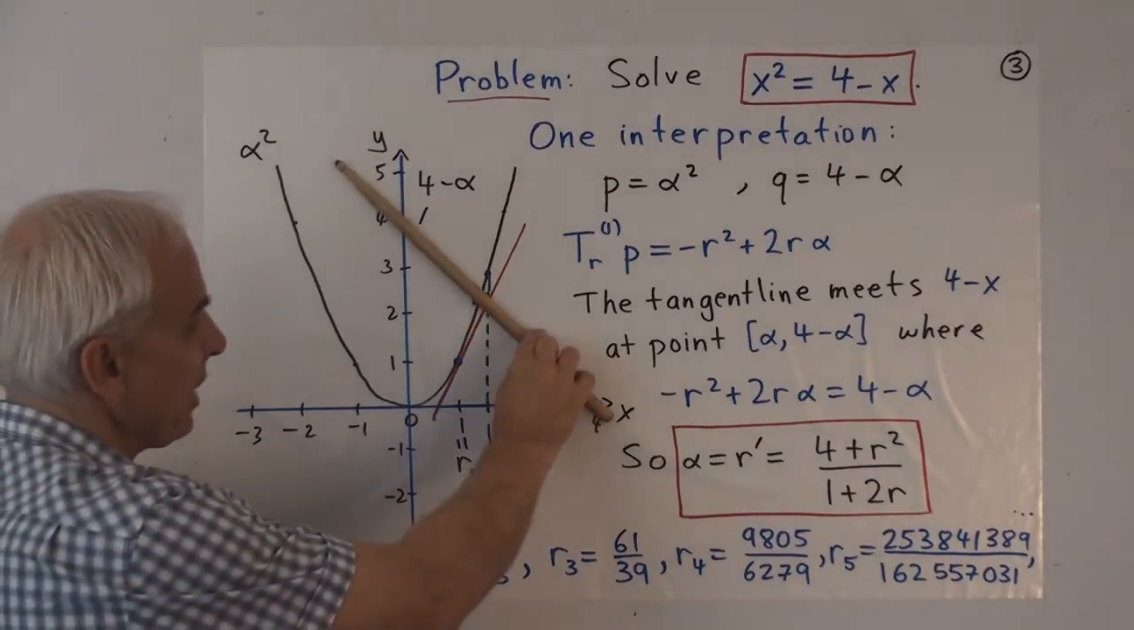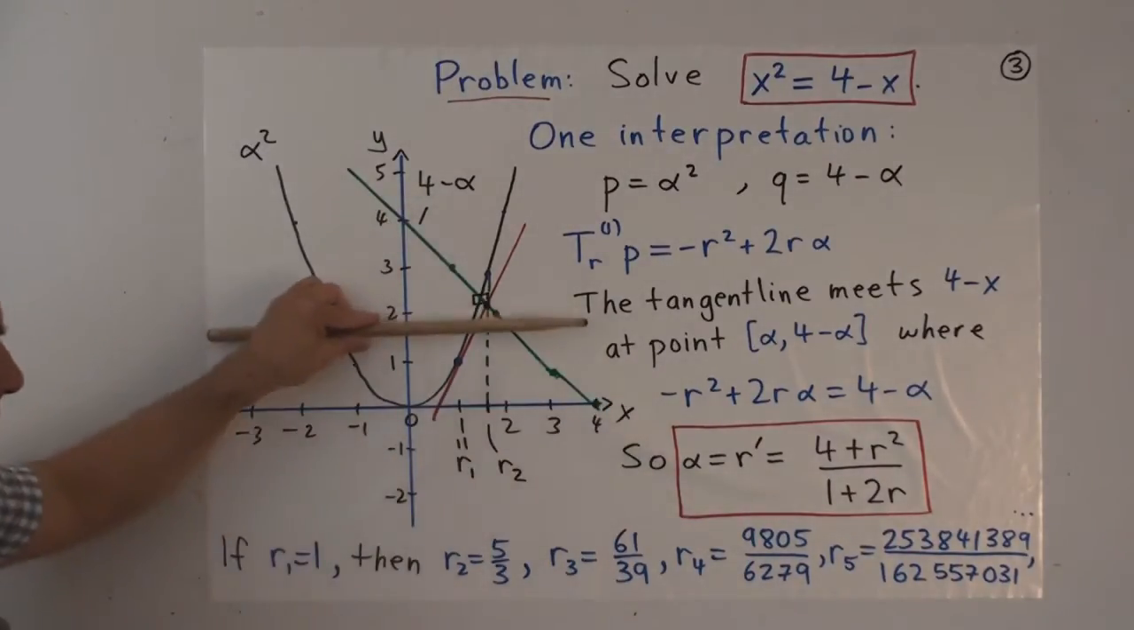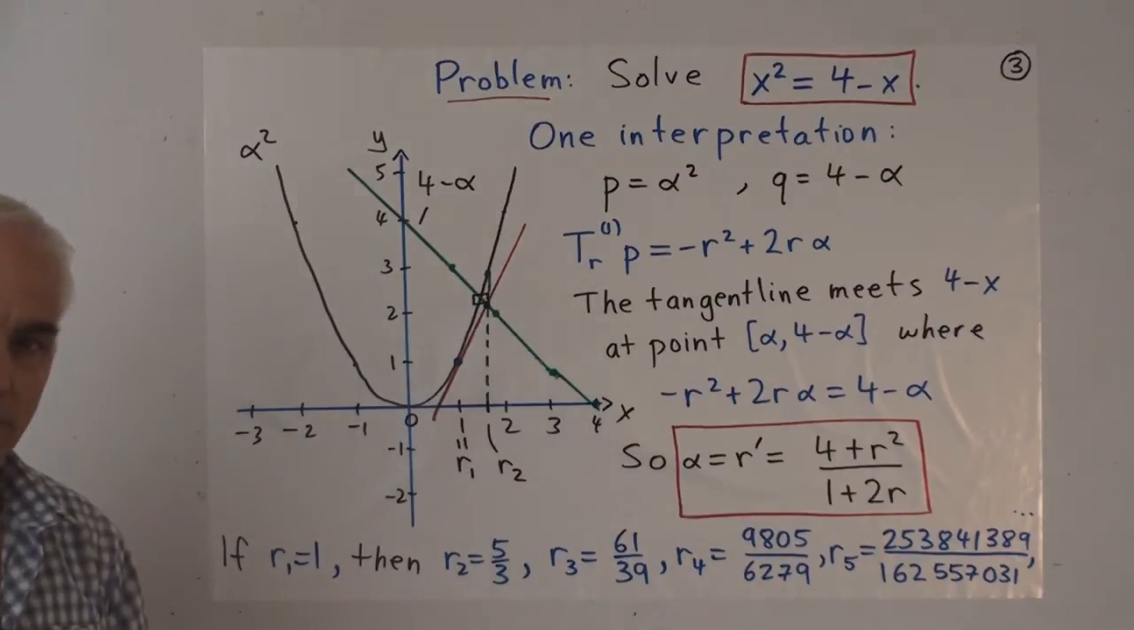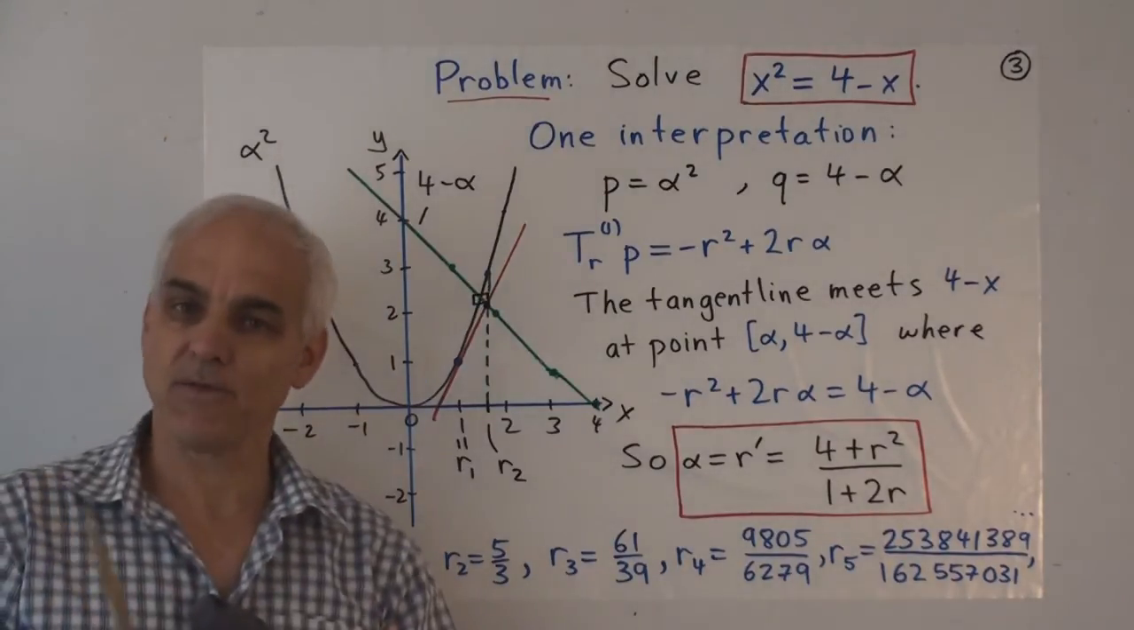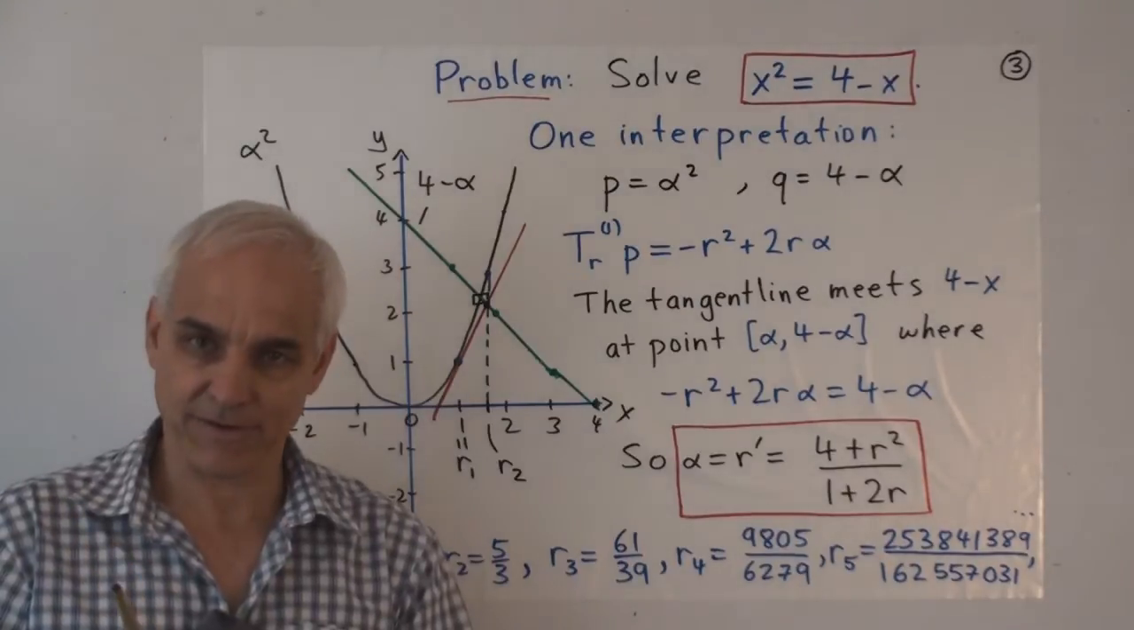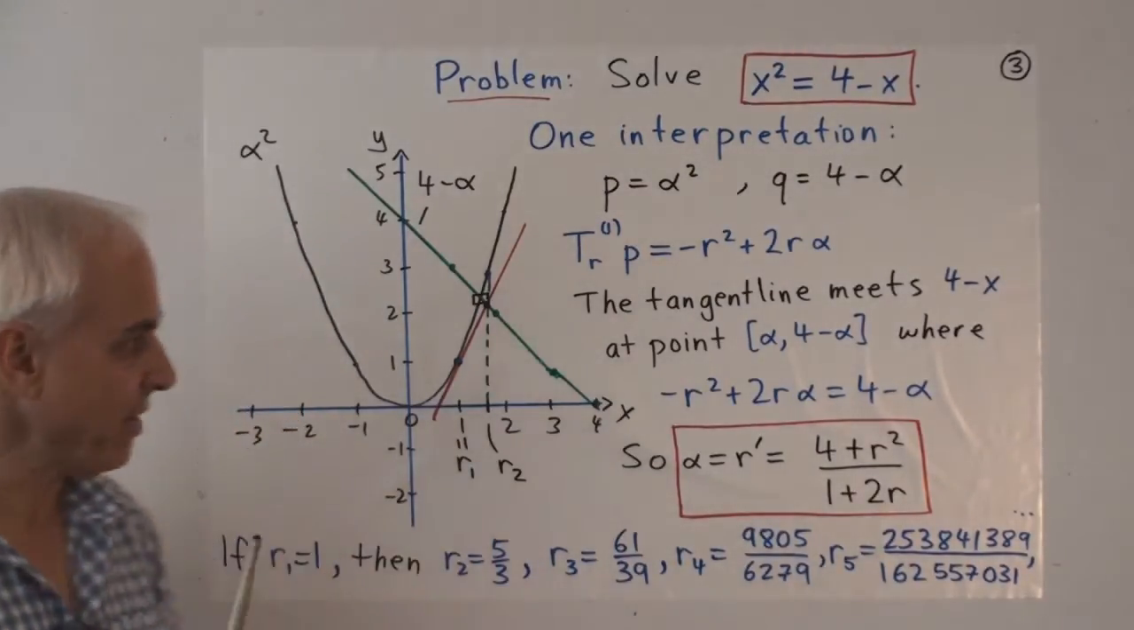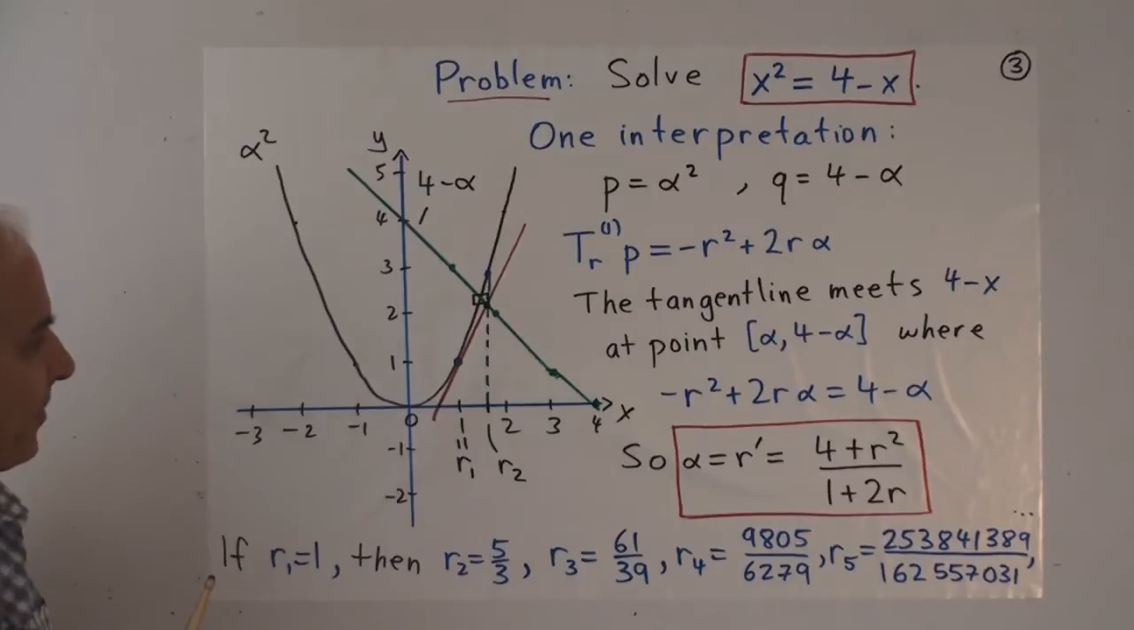Now, this line here, this green one, is not a horizontal line like we've been considering before. But nevertheless, Newton's method works still quite well on it. So let me just run by that and show you how that goes.